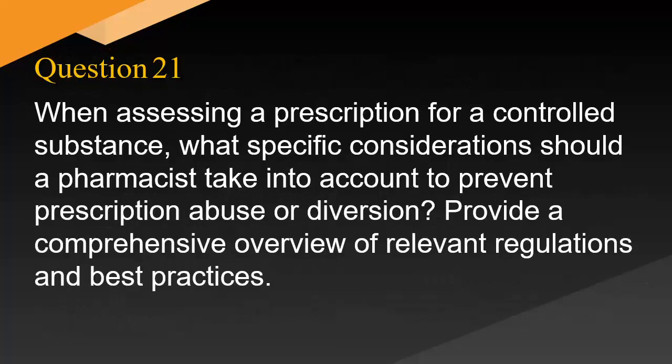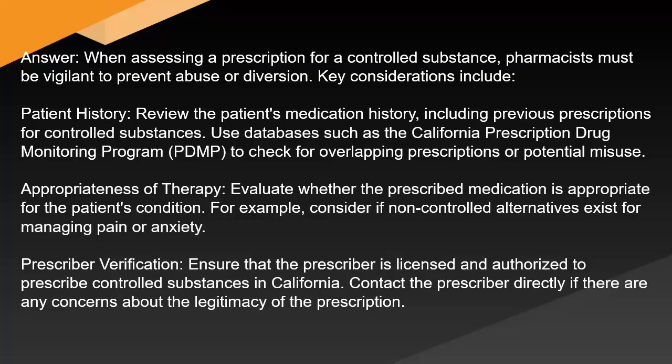When assessing a prescription for a controlled substance, what specific considerations should a pharmacist take into account to prevent prescription abuse or diversion? Provide a comprehensive overview of relevant regulations and best practices. Answer. When assessing a prescription for a controlled substance, pharmacists must be vigilant to prevent abuse or diversion. Key considerations include patient history.